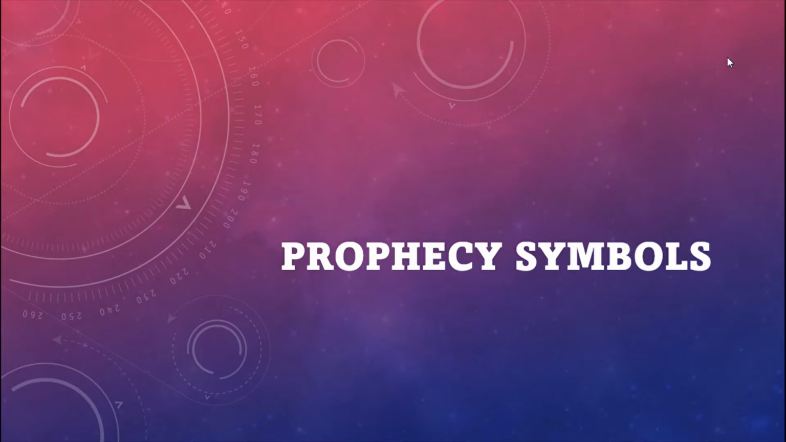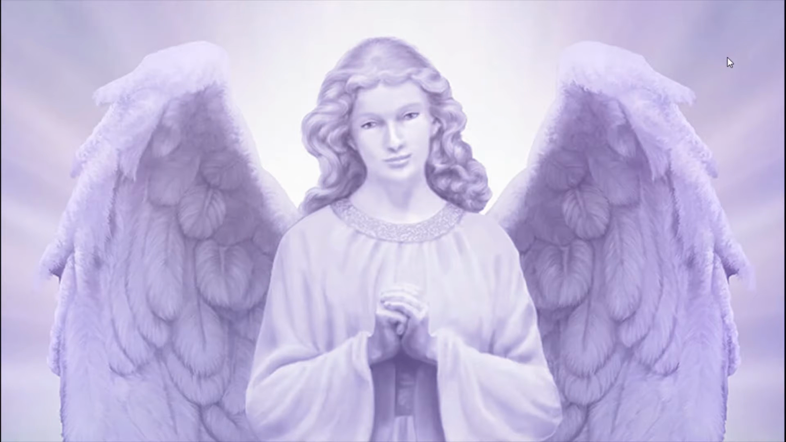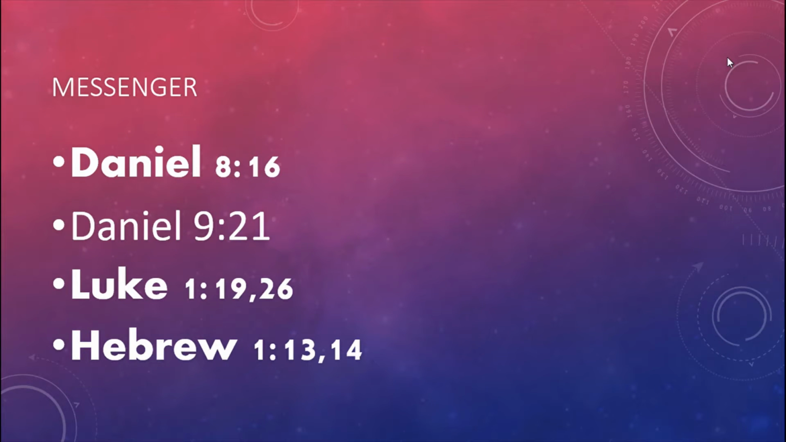Alright? So our first one is the angel. And the angel in prophecy represents a messenger. Alright, so we can look at these different Bible texts. You can pause the video at any time to read each of them. The highlighted ones are the ones that most explain the symbol. Alright?